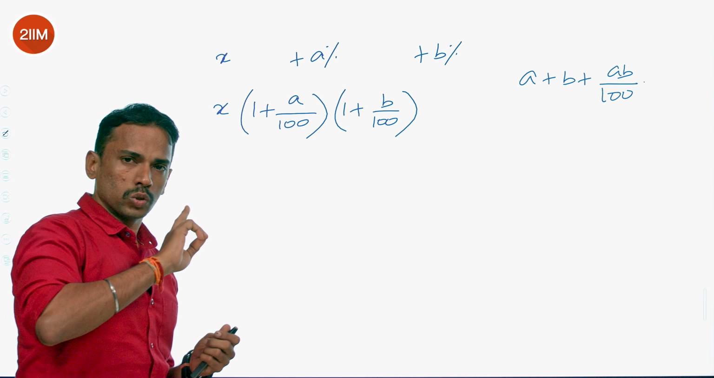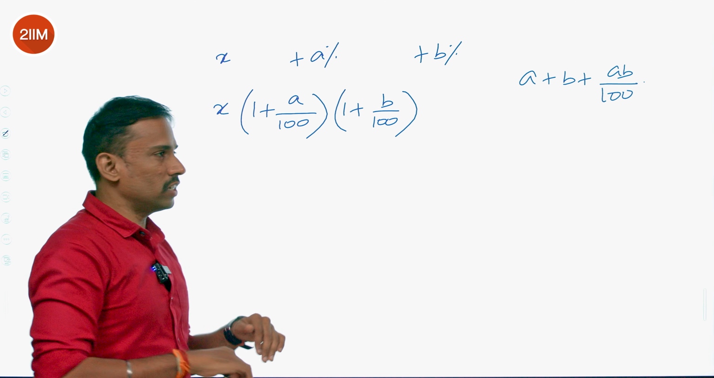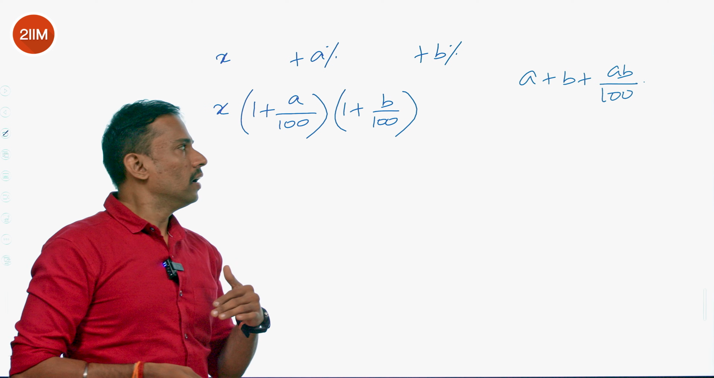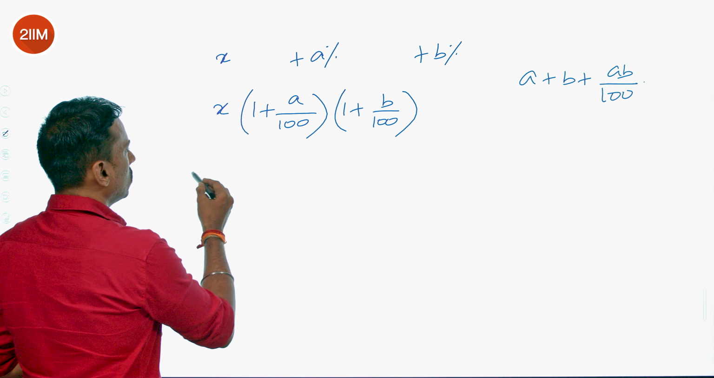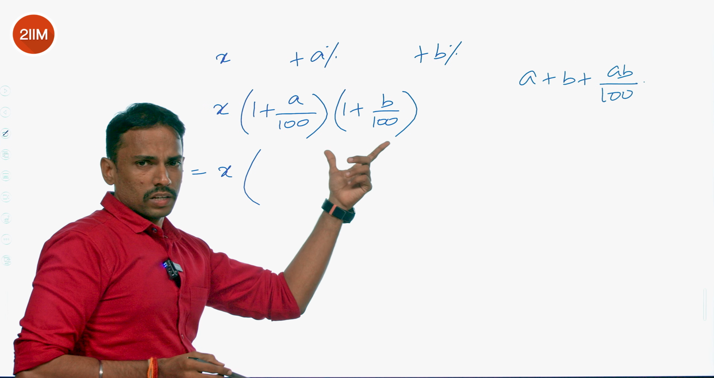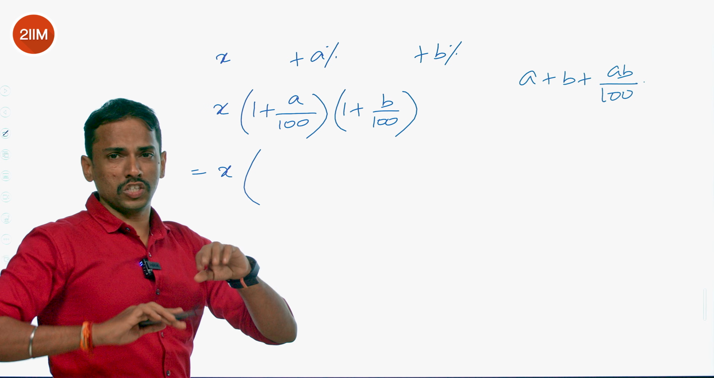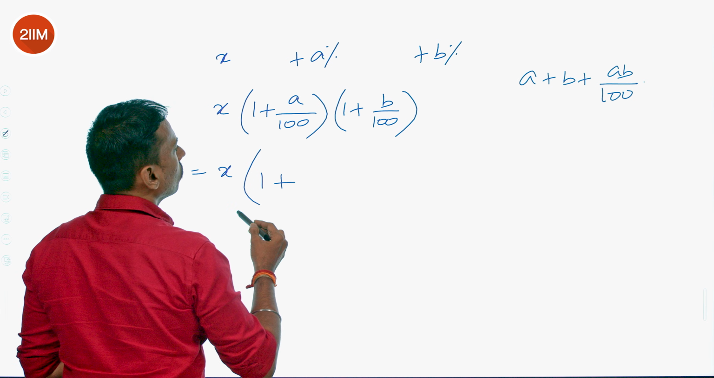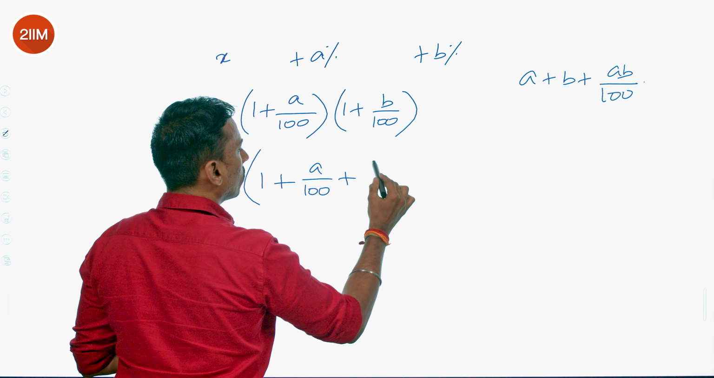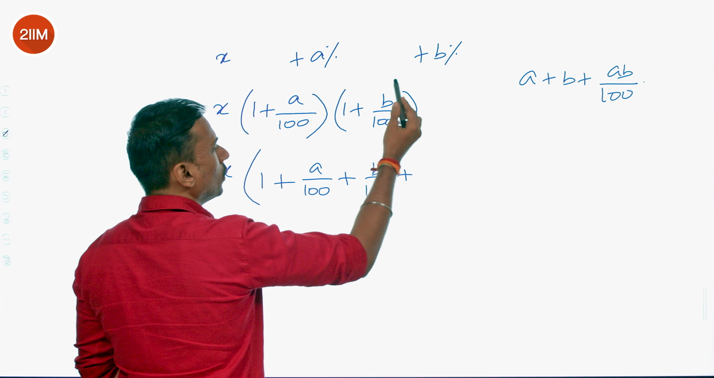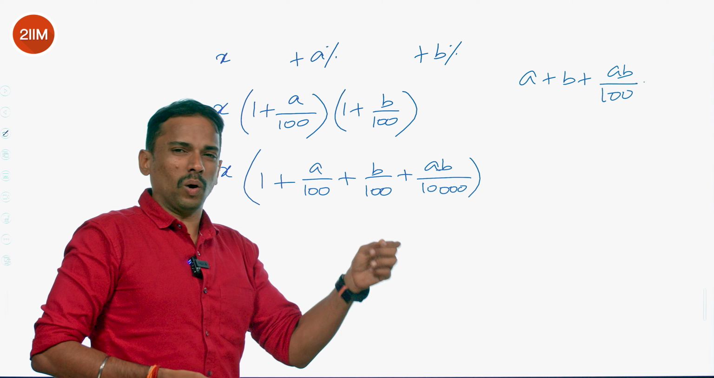That means after those two successive percentage changes, x becomes x into 1 plus a by 100 into 1 plus b by 100. Now collectively I have to make one percentage change. So again, we'll do some algebra. Let x which is outside be x itself; I'm not disturbing that. I'll distribute the terms: 1 ones are 1, then a by 100 into 1 is a by 100, then 1 into b by 100 is b by 100, plus a by 100 into b by 100 is ab by 10,000.